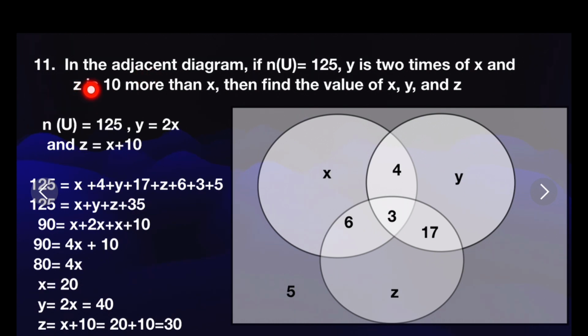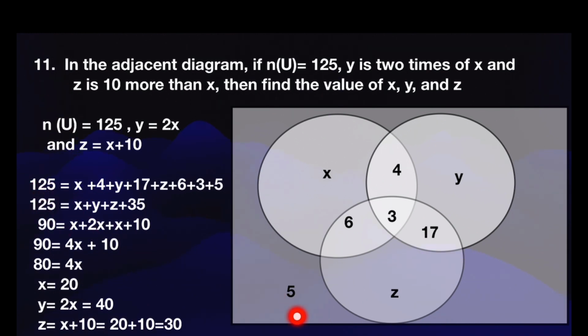Question 11. In the adjacent diagram, if n(U) is equal to 125, y is 2 times x and z is 10 more than x, then find the values of x, y, z. So they have given you this Venn diagram. They are saying that n(U), the total number of elements, is 125, y is equal to 2 times x and z is equal to x plus 10. Okay, very simple. n(U) means the total, that's 125.